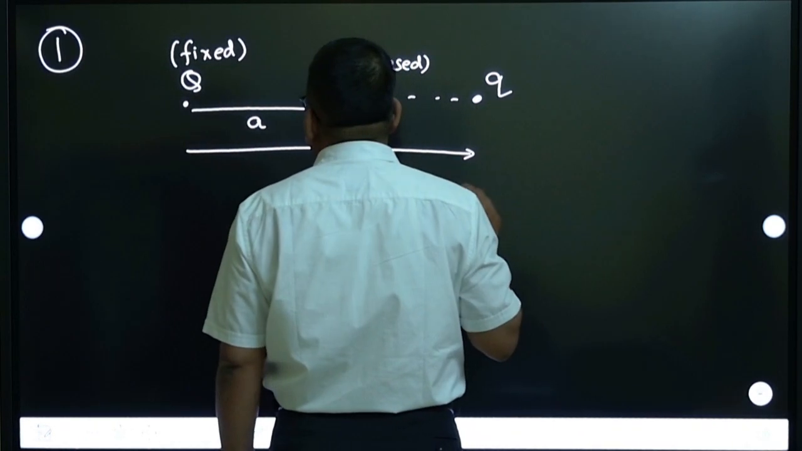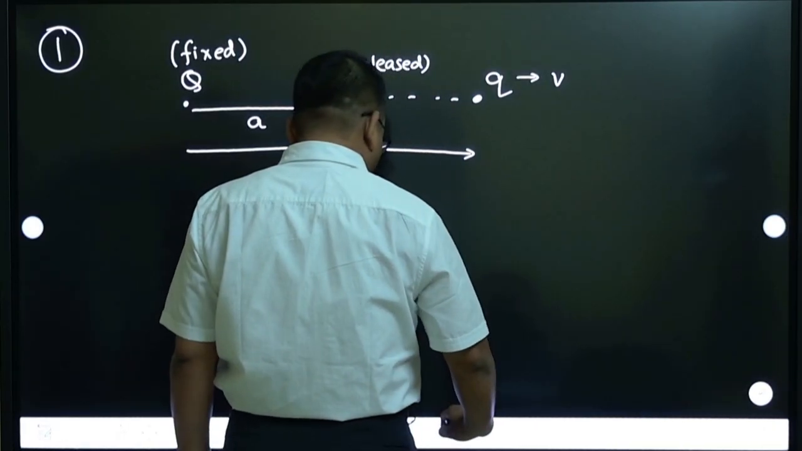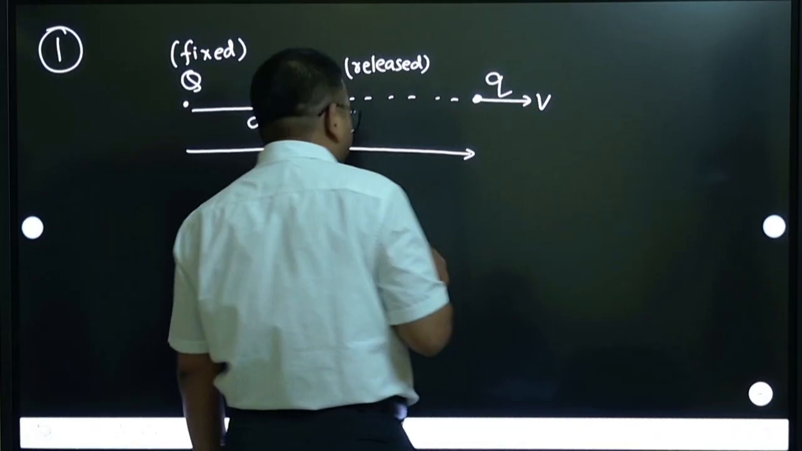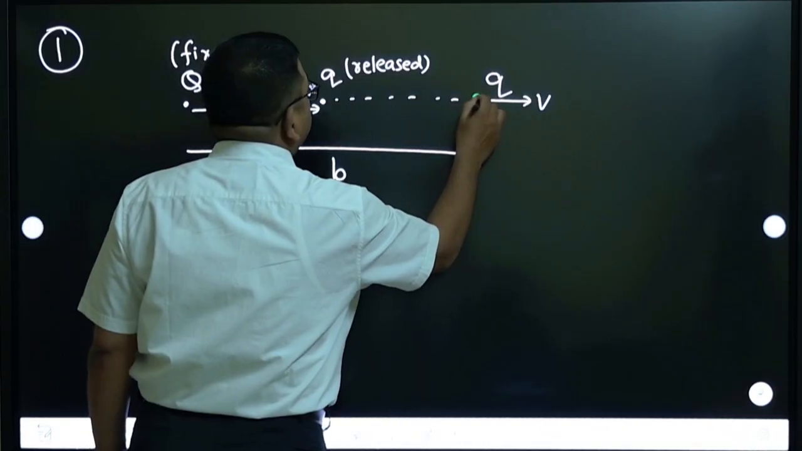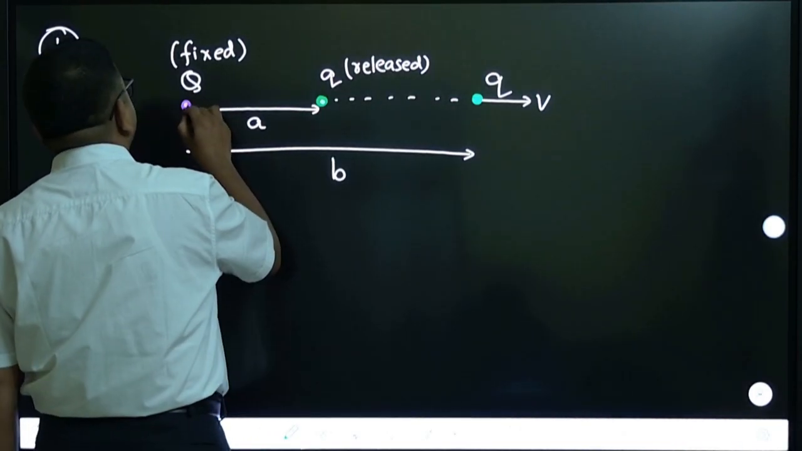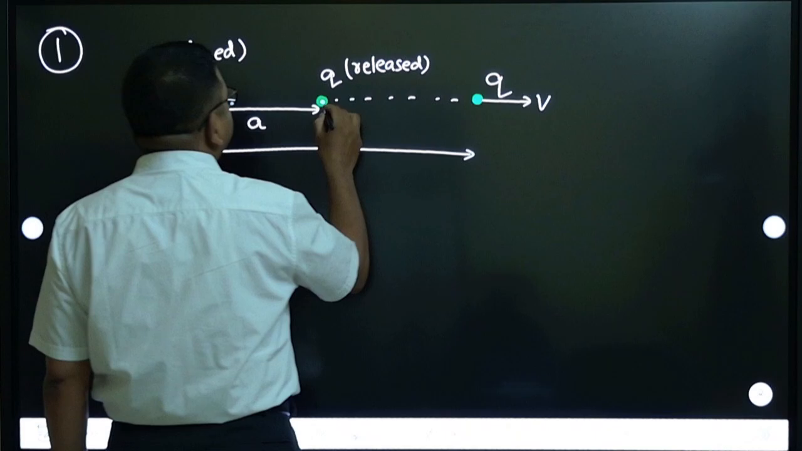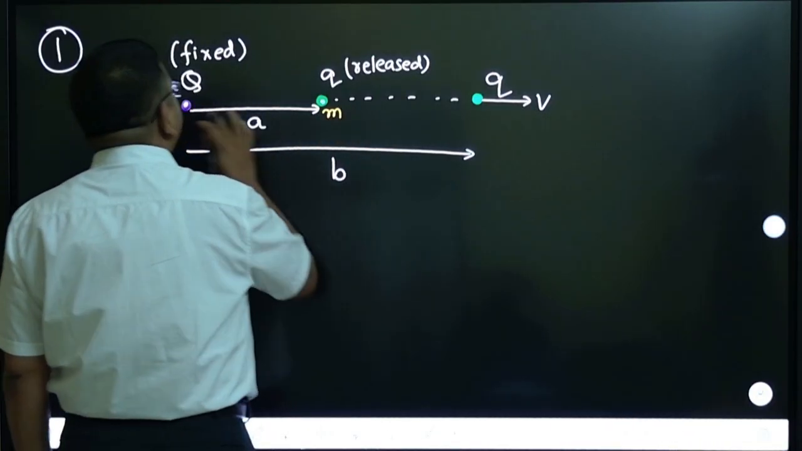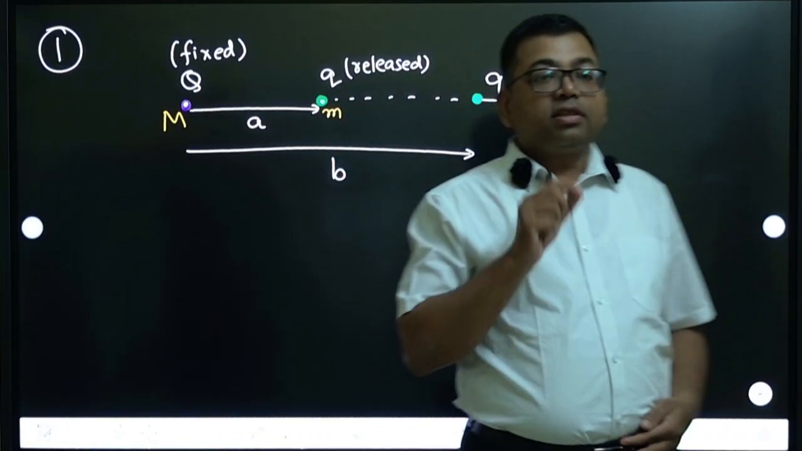and this charge is now having some velocity. Now you need to find out what that velocity is. You need to find out the velocity of this charge. How will you try this? This charge is fixed. You can take the masses also. This charge has mass small m. If you want, you can take the mass of the fixed charge as capital M. Okay, so let us derive a formula.